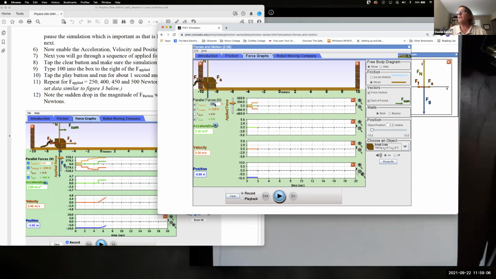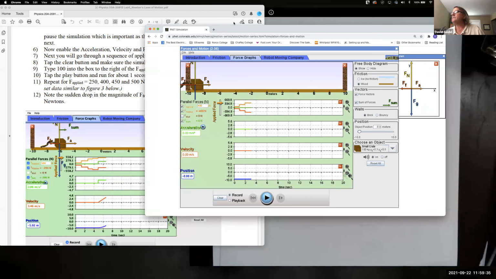We went to 400, and we went for another second. So we had pause and then play. Pause it again. 400 newtons applied, minus 400 newtons from static friction. It's never greater than the applied force, and it's never greater than its maximum value, which is mu sub s n, mu sub s mg.